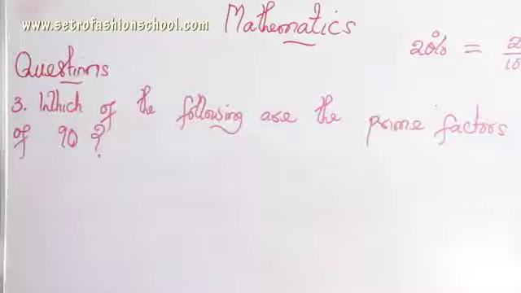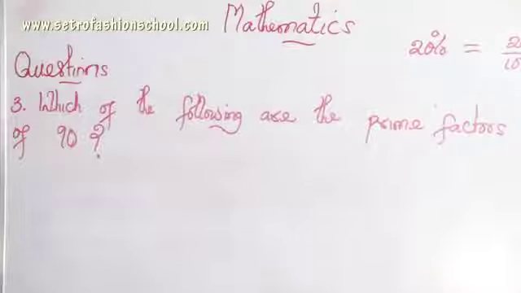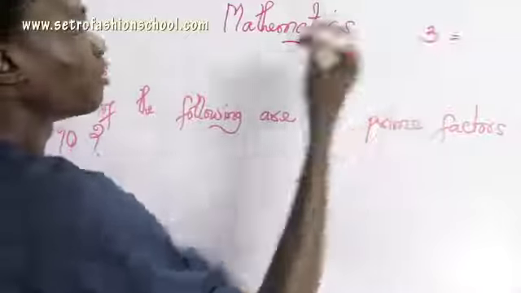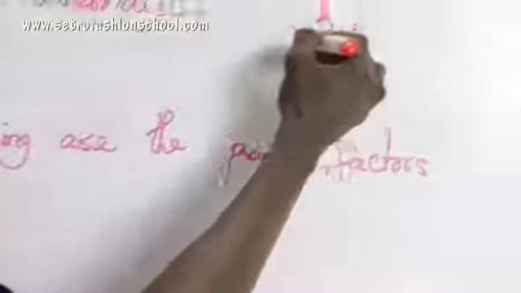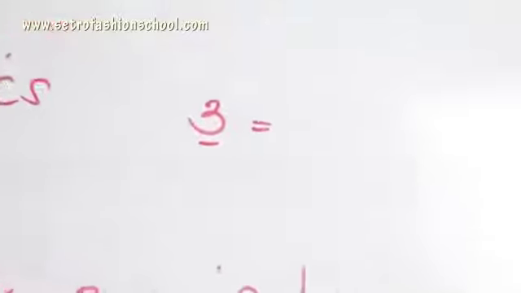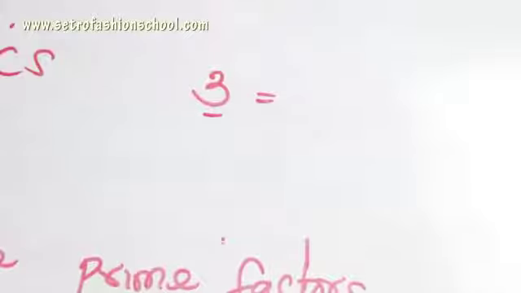Don't forget, you must understand what prime numbers are. Prime numbers are numbers that have just 2 factors. And what are the 2 factors? For example, what are the prime numbers of 3? What we meant there is that what can divide 3 without a remainder?